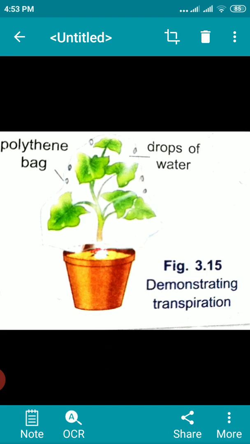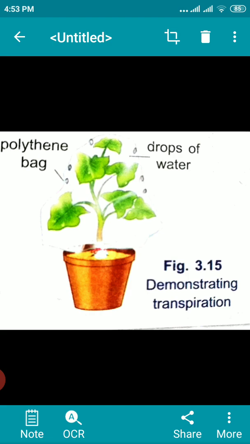First of all, you should take a potted plant, meaning a plant which has big leaves. Now enclose the leafy branch of the plant in a polythene bag and tie up its mouth with a string. Let the pot remain under the sun for some time.